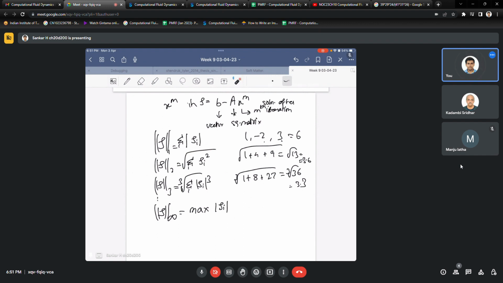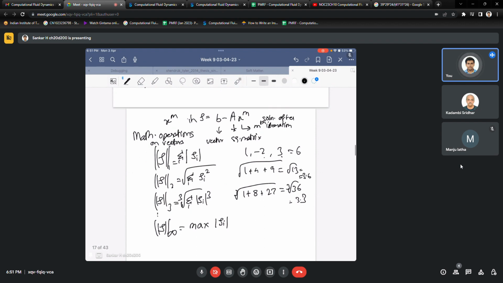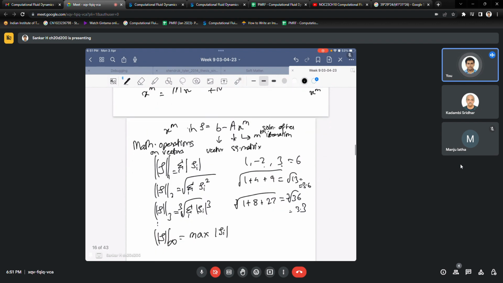For vectors, what we have is a mathematical operation called the norm. Finding the norm of a vector, finding the length of a vector are all mathematical operations on vectors. So the root mean square does not have a mathematical significance as is. So we don't consider that, and we do this operation instead.